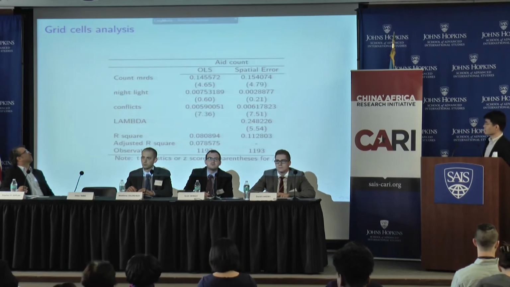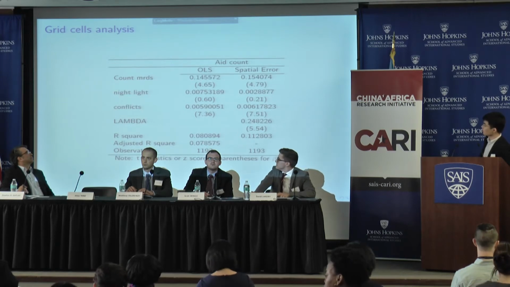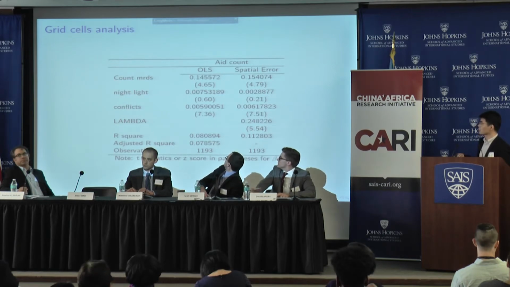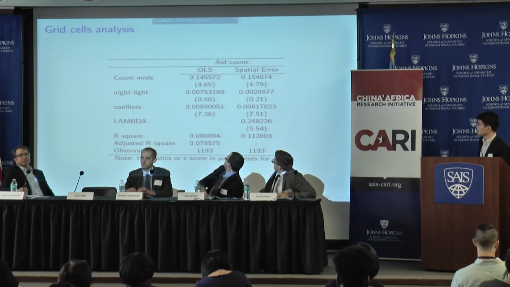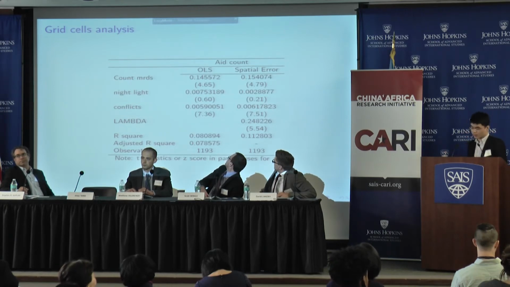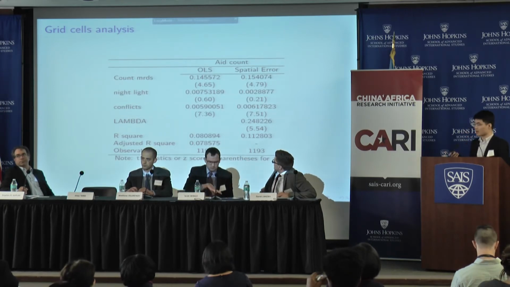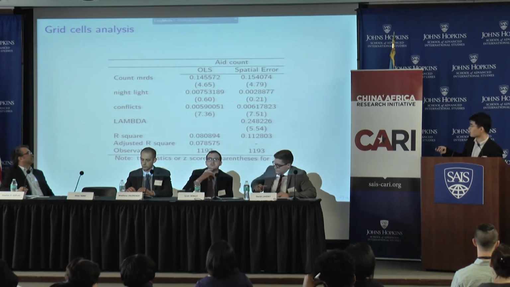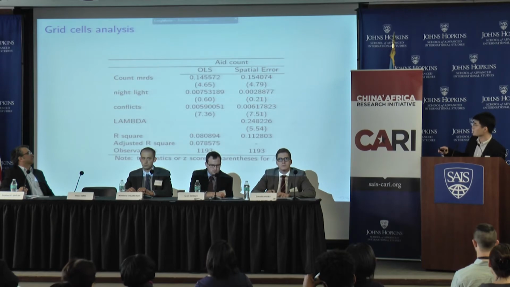So this is the result of the grid cell analysis. In the OLS model, there is a small positive effect of the counts of mineral resources on the aid count, but the R-square is very small, which means that it can only explain a very small amount of the variation in the distribution of Chinese aid. And in the spatial error model, the positive coefficient still remains, but the R-square is also very small.